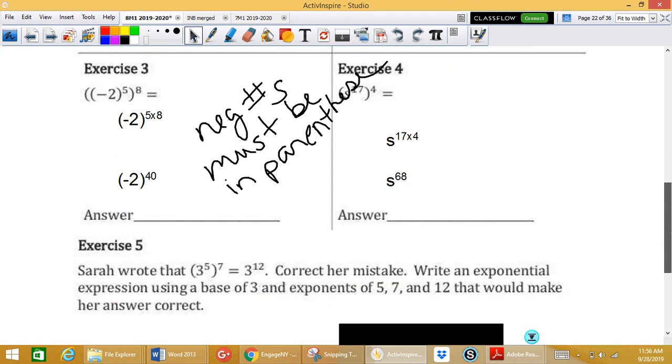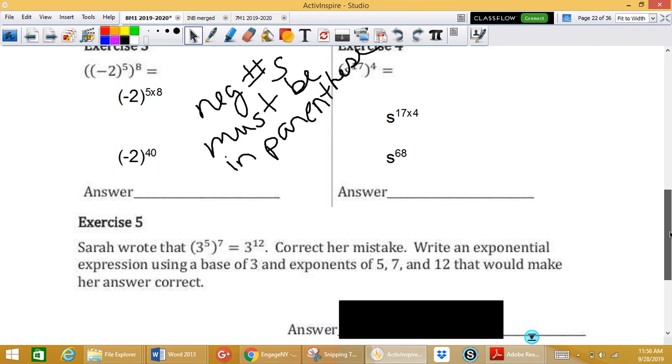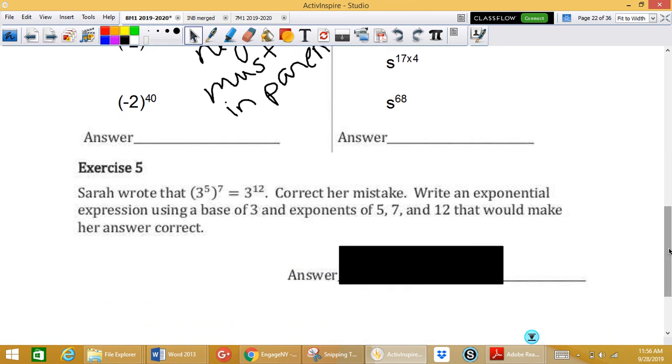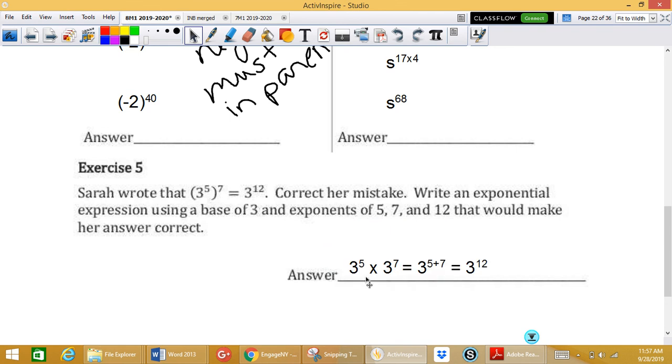Sarah wrote that 3 to the 5th to the 7th is 3 to the 12th. Correct her mistake. Write an exponential expression using a base of 3 and the exponents 5, 7, and 12 that would make her answer correct. Well, 12 I can get from adding these two. So I'm going to have to change the problem a little bit to be 3 to the 5th times 3 to the 7th, not raised to the 7th power. So then I add them and I'll get 3 to the 12th.